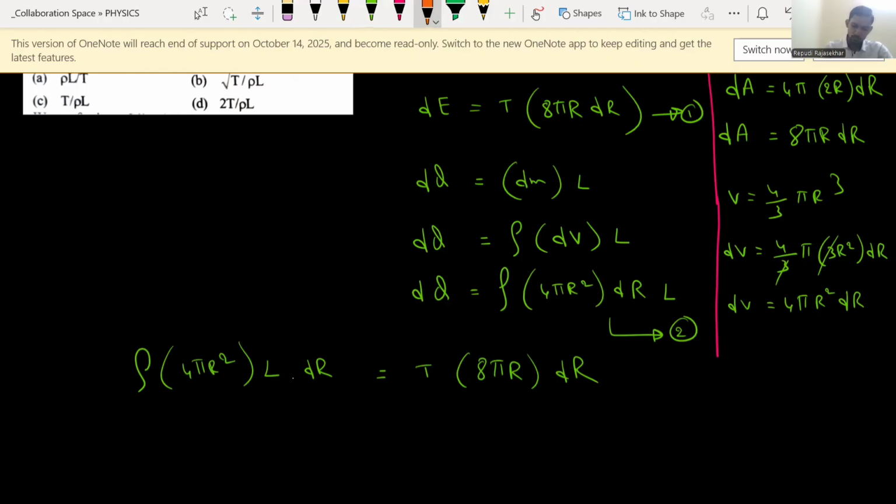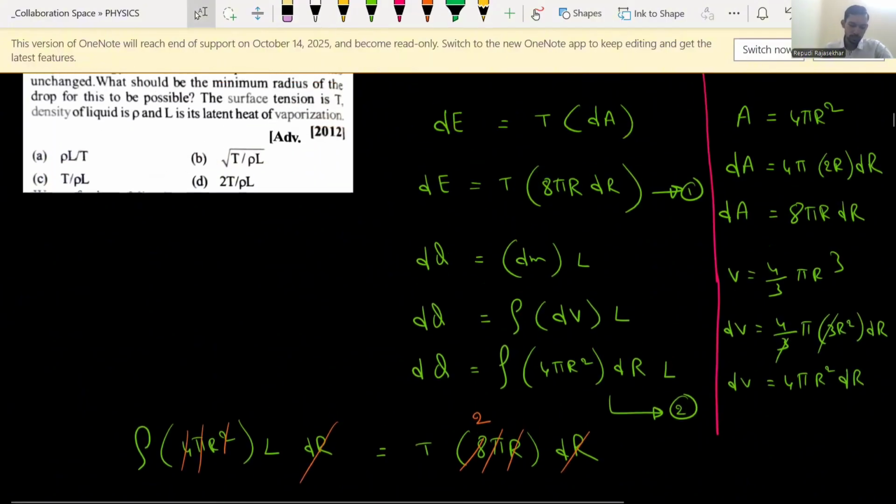Just cancel the terms that we can cancel on the left side and right side. So the dr value gets cancelled, the pi value gets cancelled. Here r square is there, and on the other side 1 r, so one r gets cancelled. 4 one time, 4 two times. What is left here? On the left side rho L equals, on the right side quantities 2 are left here and then T also left here. So on the left side R is also there, R.